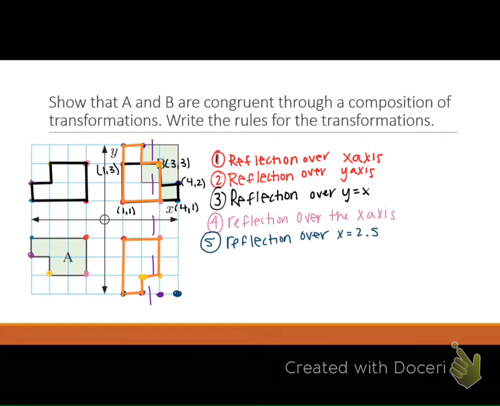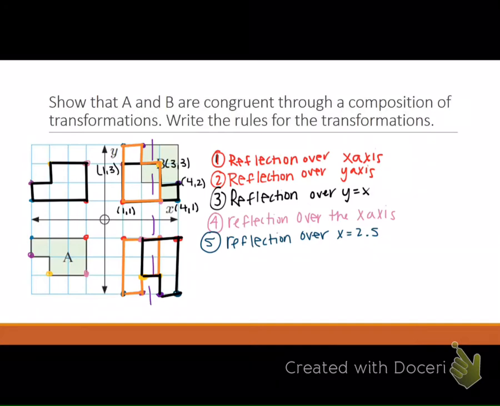Yellow is half away, so that goes there. Red is 1.5, so that goes there. And pink is just half away, so it stays half away. And I'm going to change my line back to black. Now, can we just use a translation to slide that on top of the other one?